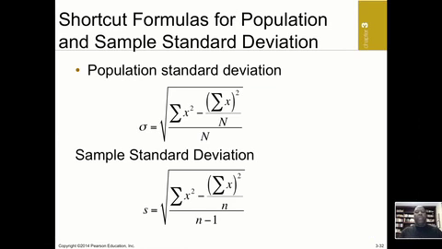There is a shortcut formula that we could use, and you've already seen the shortcut formula for the population variance. If we just take the square root of that, we'll get the population standard deviation. And here we will look at the sample standard deviation by taking the square root of what's inside of this bracket. Note now that we divide by n minus 1 when it's the sample, but n when it is the population.